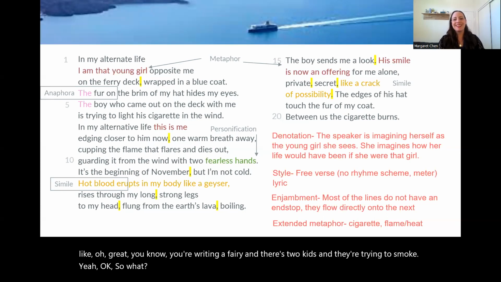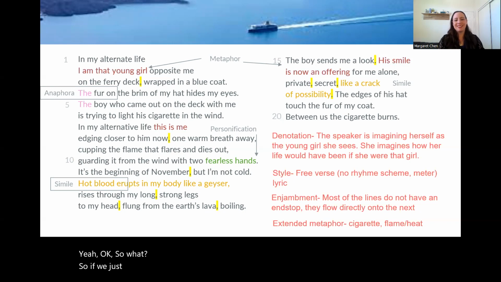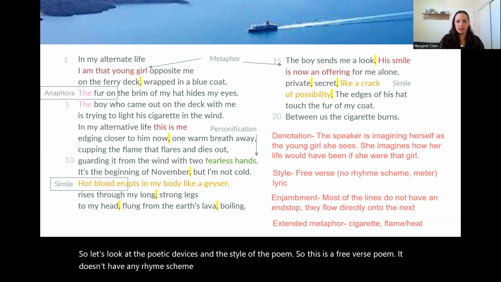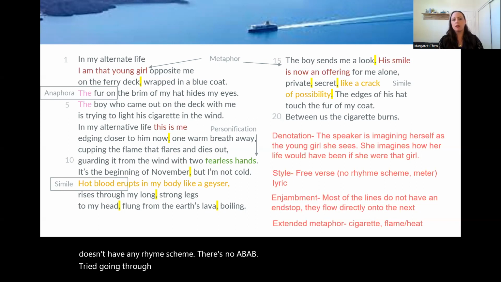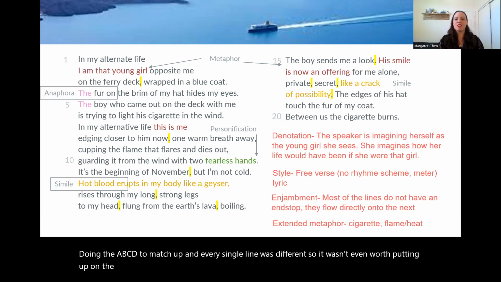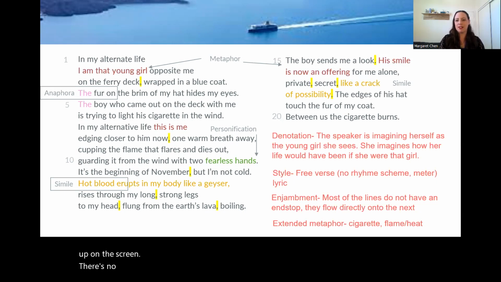So, if we just stop there, not so great. So let's look at the poetic devices and the style of the poem. This is a free verse poem. It doesn't have any rhyme scheme. There's no ABAB. I tried going through and doing the ABCD to match up, and every single line was different. So it wasn't even worth putting up on the screen. There's no rhyme scheme. There's no meter.